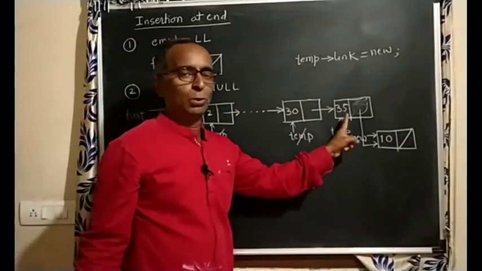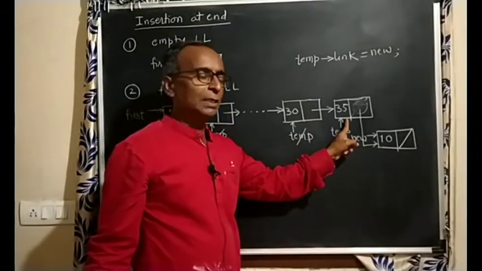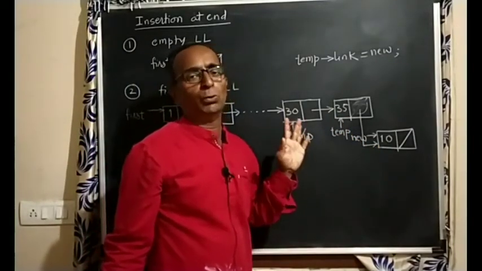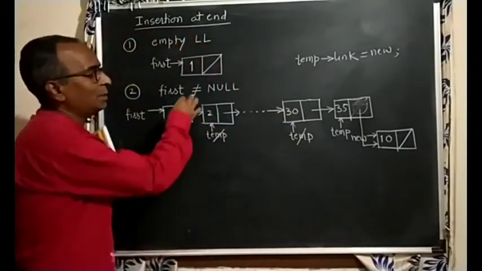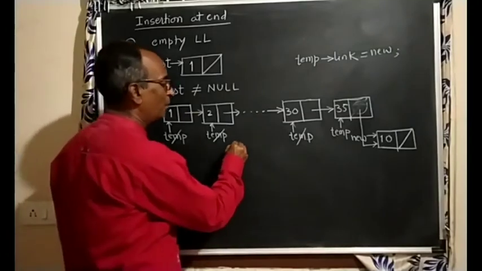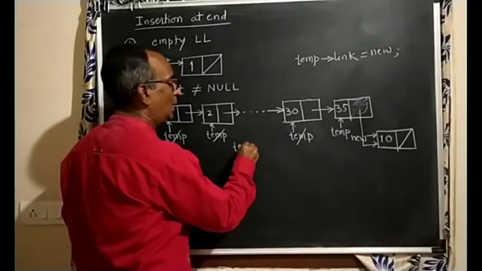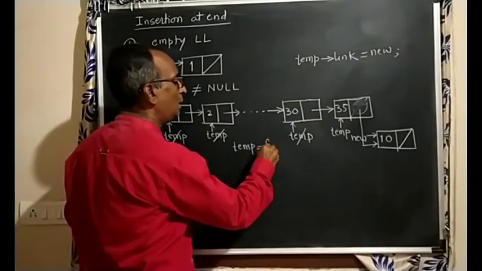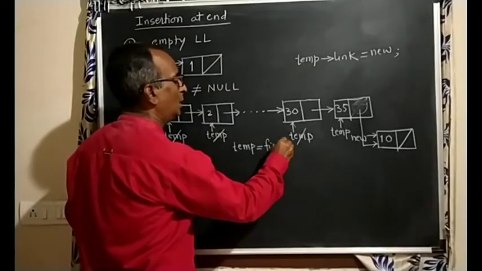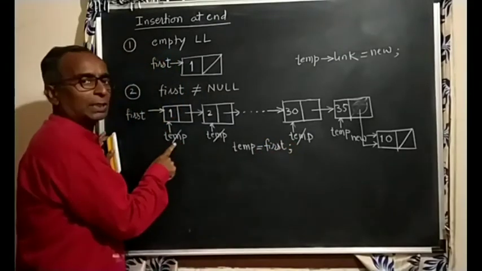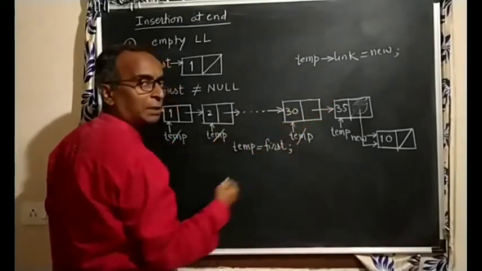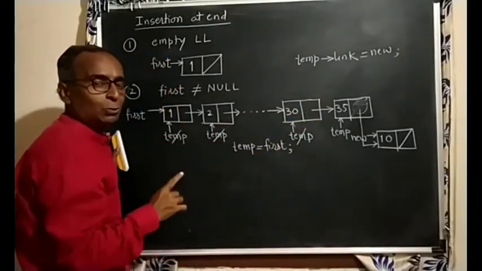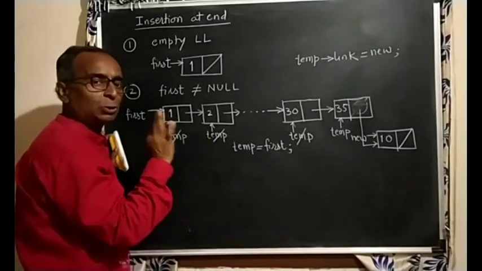find the last node, then attach the new node. That's it. So what exactly are we doing here when first is not equal to null? Now see, temp is assigned the first node's address initially. Then you have to move this temp until you get the last node. When you get the last node, we stop.